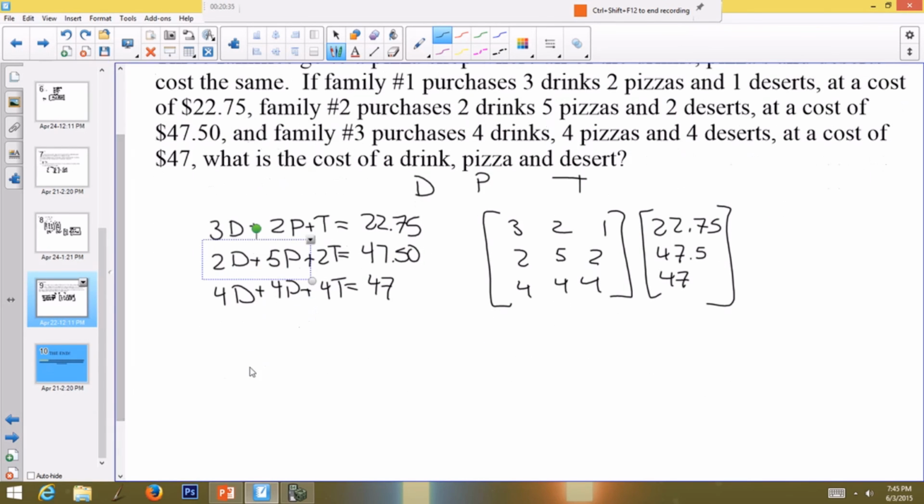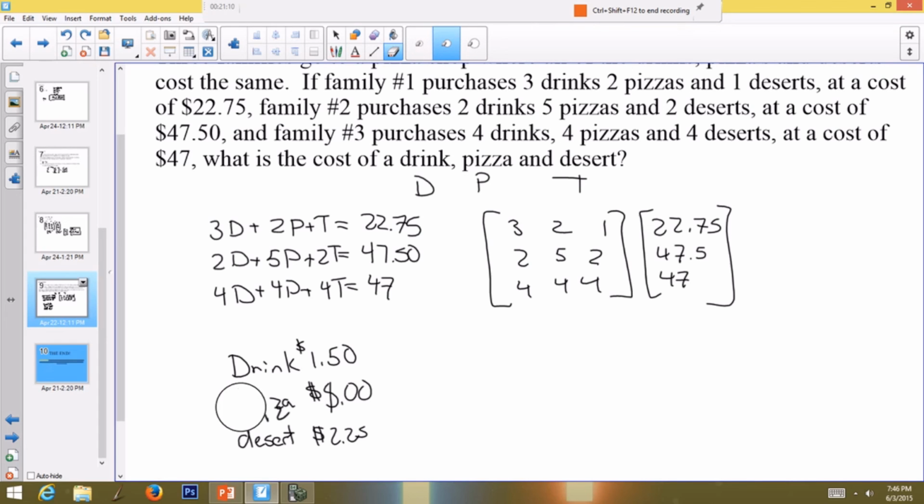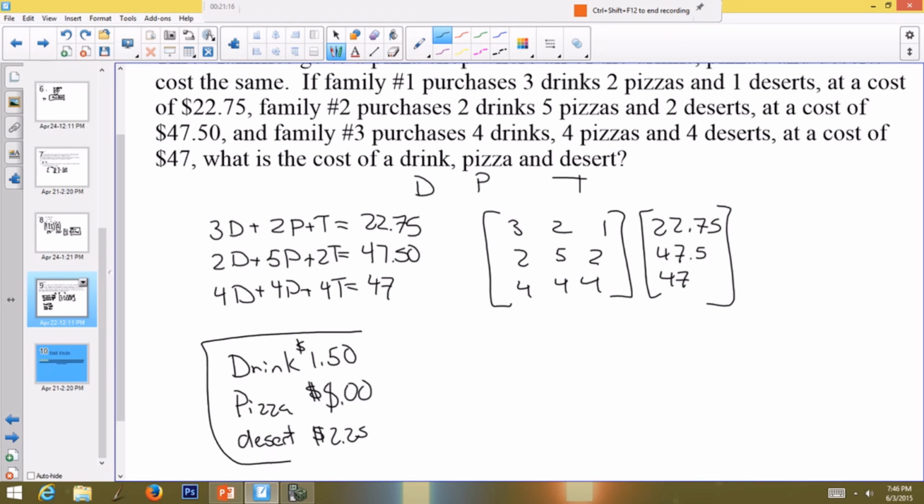So we can say that a drink was $1.25. No, that's wrong. It was $1.50. A pizza was $8, and a dessert was $2.25. I don't know why that keeps doing that, but we'll make it look. And there is my final solution.